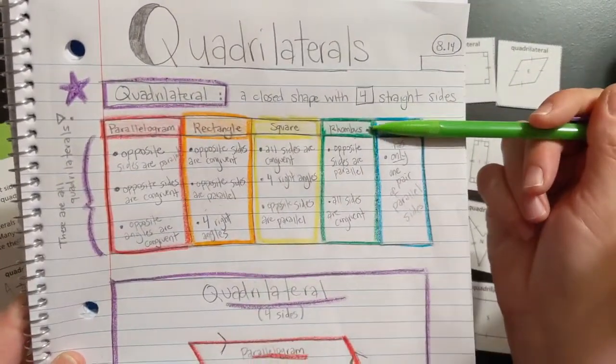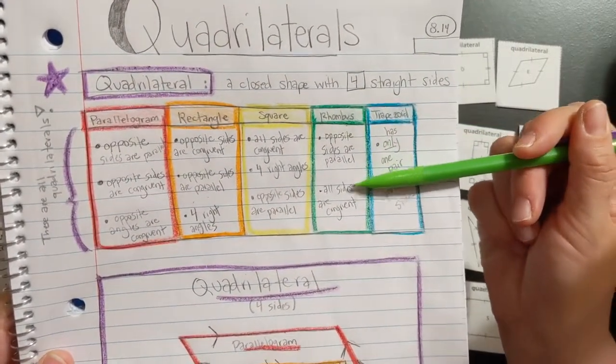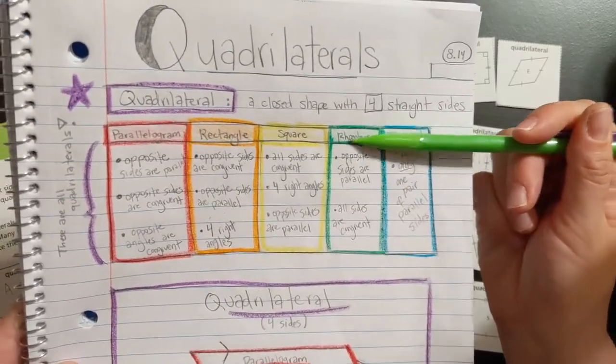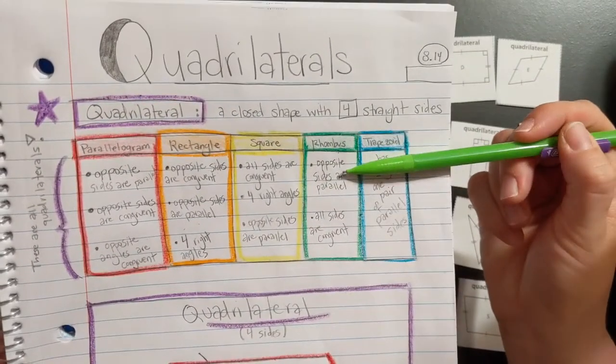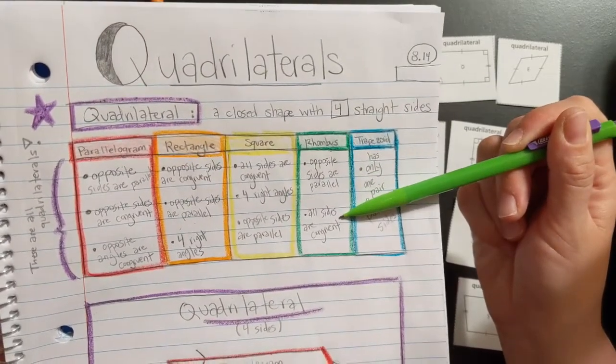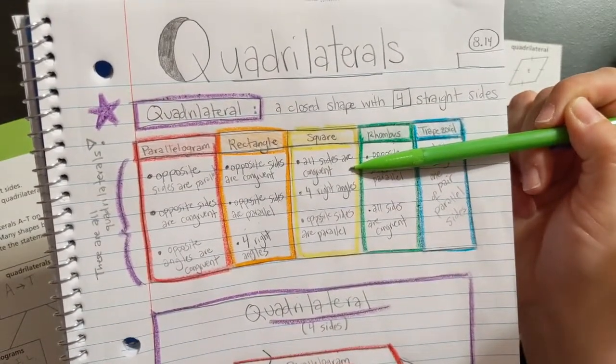Let's go with our next color, rhombuses. I'm looking at my journal, and green was the next color. So we're looking for opposite sides are parallel, all sides are congruent. It has to have those measurements. That's it. Opposite sides are parallel, and all sides are congruent.